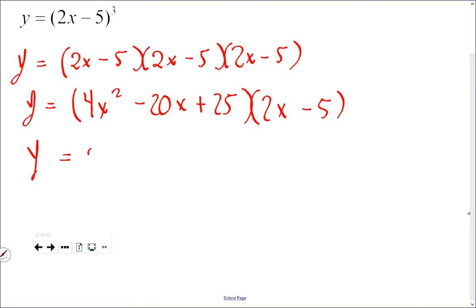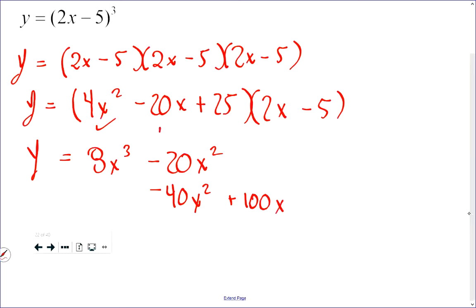4x squared times 2x, 4x squared times negative 5, which means I'm done with the 4x squareds. I'm going to take the negative 20x times 2x, which gives negative 40x squared. The negative 20x times negative 5, which gives 100x. And now I'm done with the negative 20x. I want to double check just before I move on. That's 8x cubed, negative 20x squared, negative 40x squared, 100x.